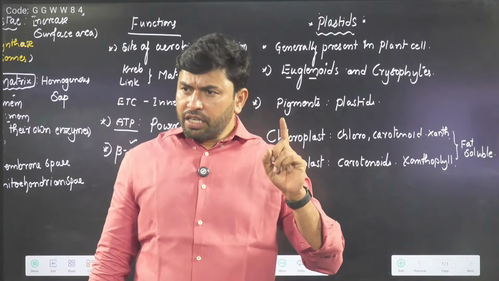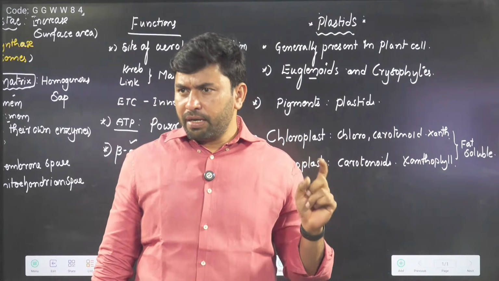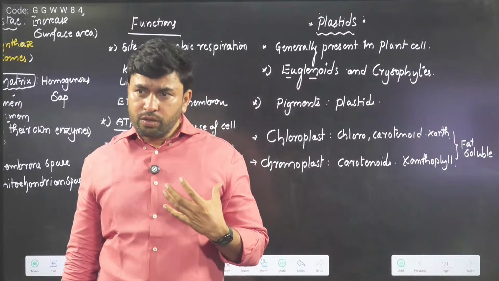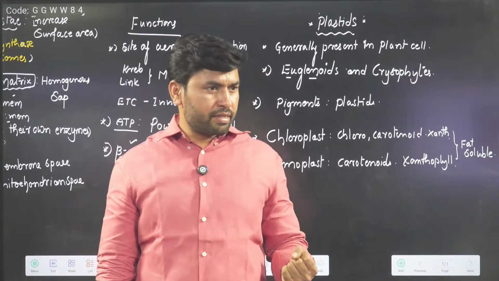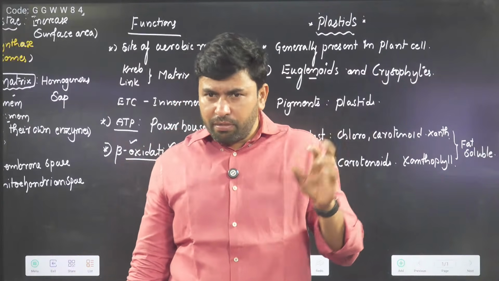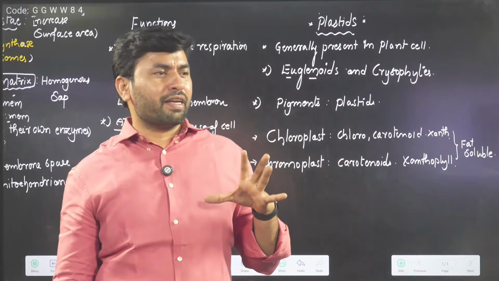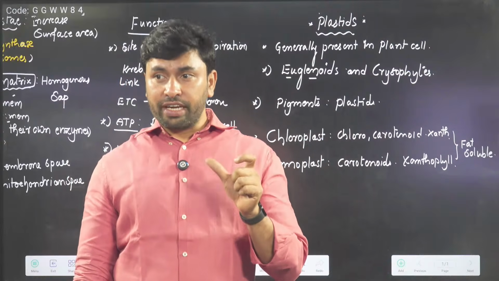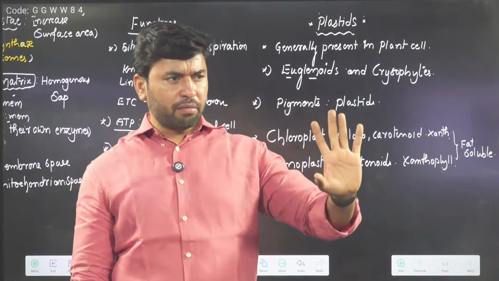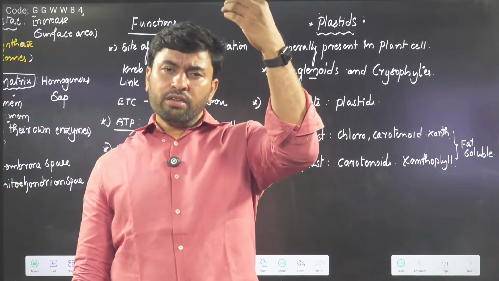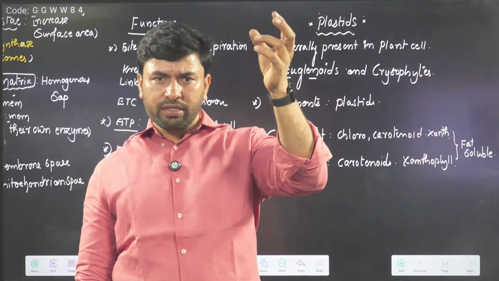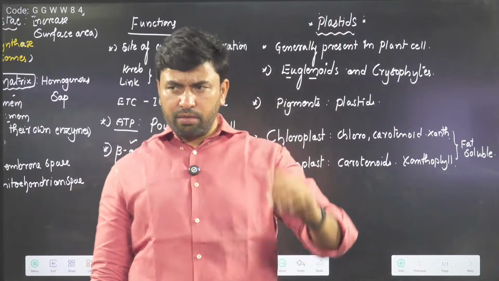Next one, there is only one pigment in the plant body that can exist as a water soluble pigment, that's called anthocyanin. Some petals will have the pigment anthocyanin, a bluish color pigment. Except that pigment, whatever pigments you see in the plant body are fat soluble. Exactly, chlorophylls, carotenoids, xanthophylls are all fat soluble pigments.